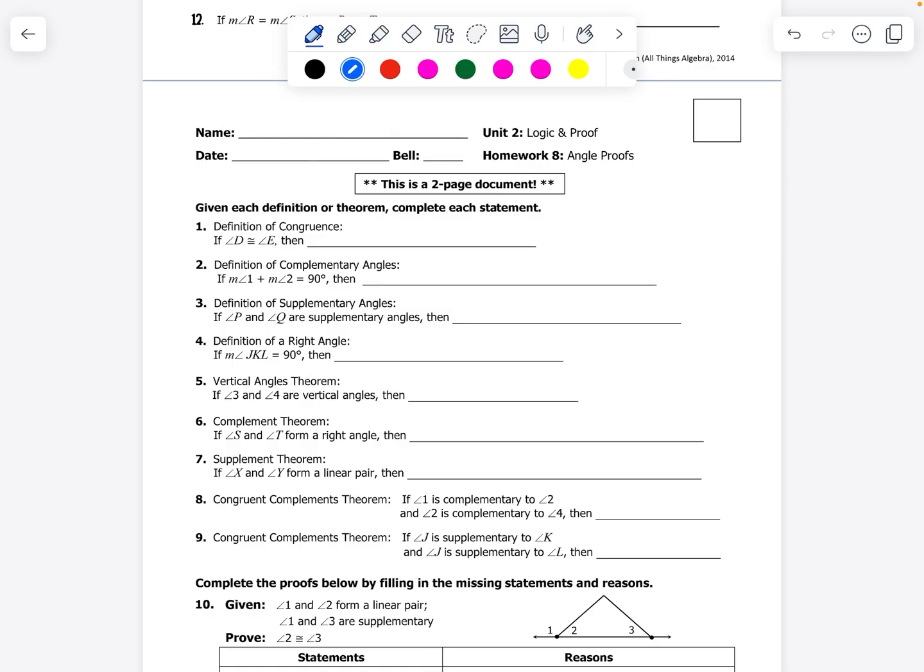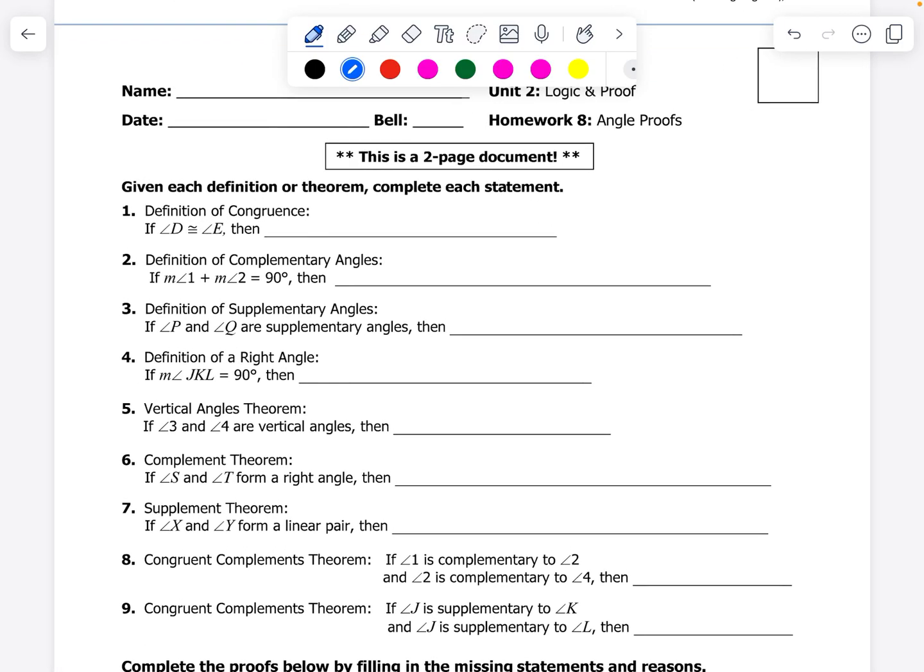So if I'm talking about the definition of congruence here, and I'm told that they are congruent, what's my new statement going to be? Well, then I know the measure of angle D is exactly equal to the measure of angle E. Remembering, definition of congruence goes from congruent world to equal world and vice versa. All right. So definition of complementary: if these two angles are equal to 90, then I know angle 1 and angle 2 are complementary. Simple as that.